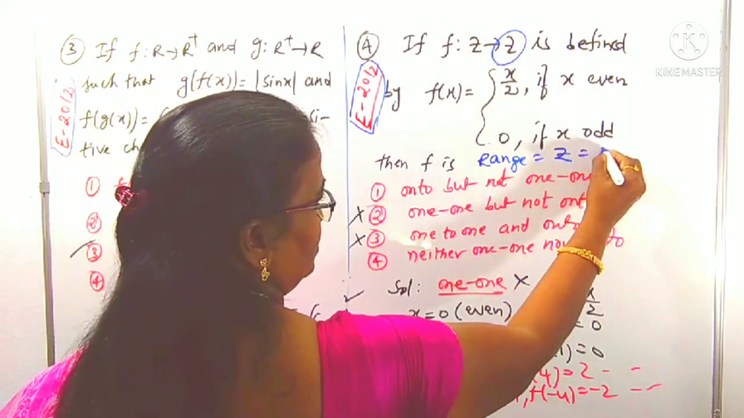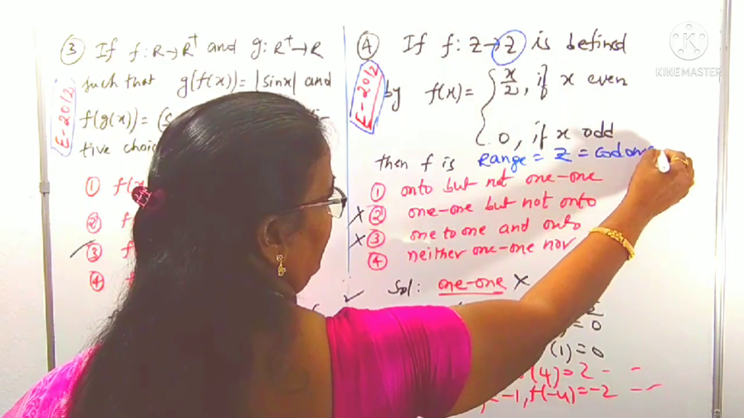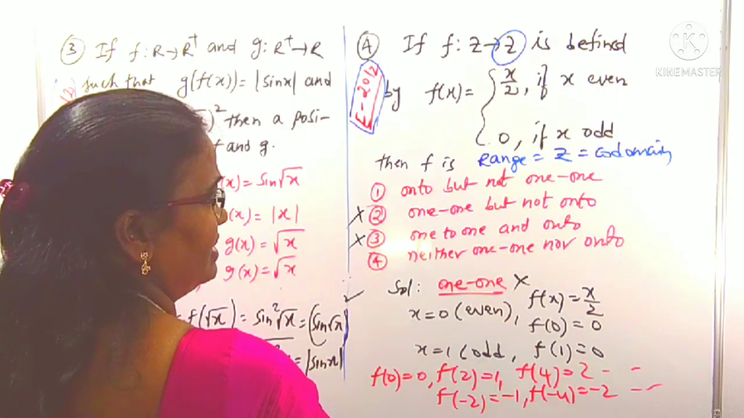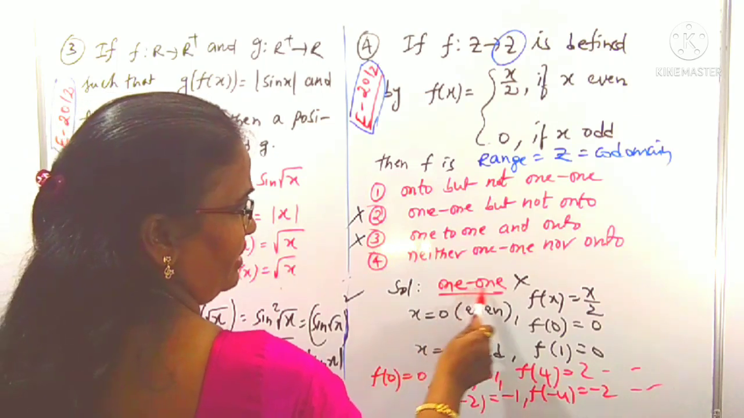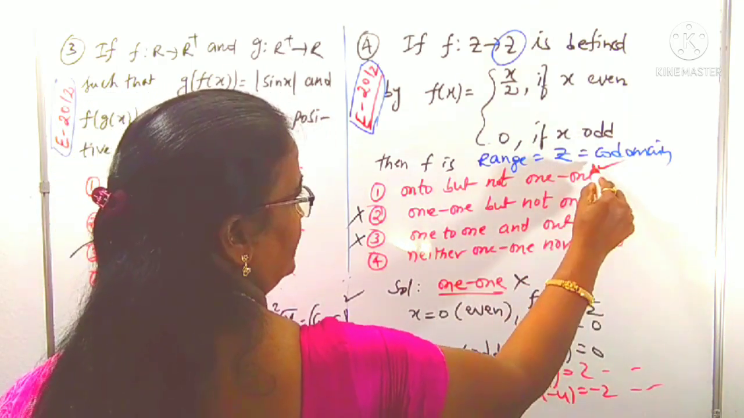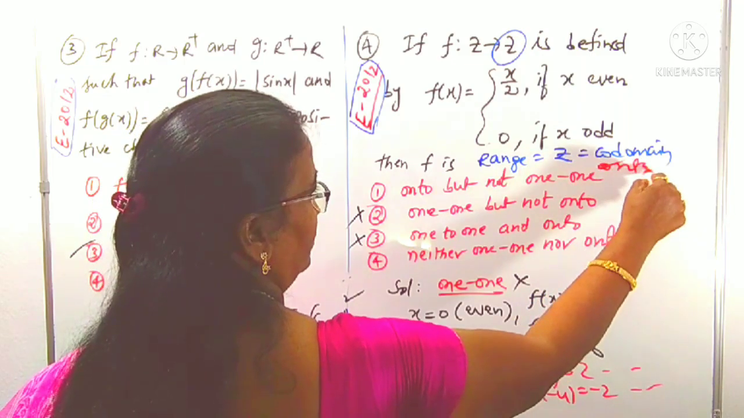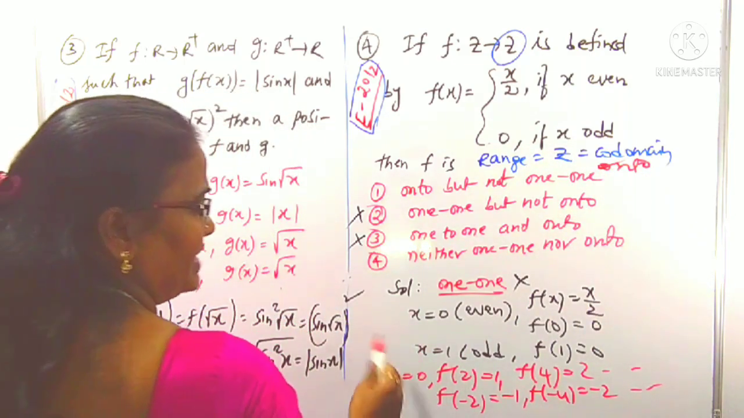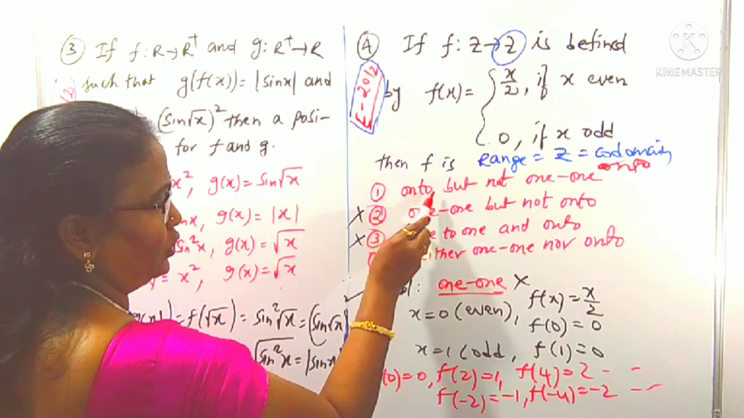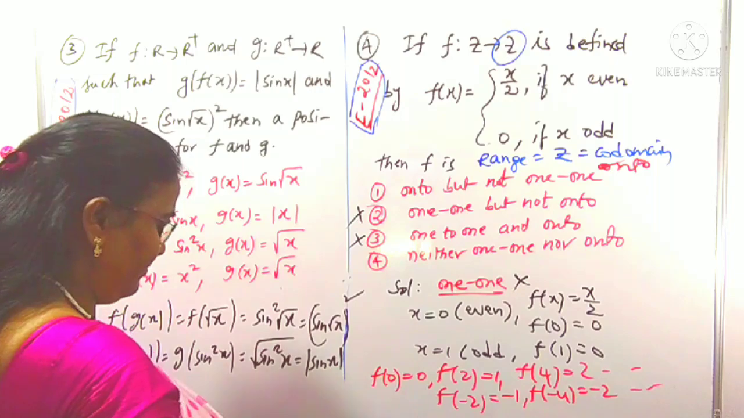If the range is equal to codomain, that is clearly onto. So it is onto but not 1-1. Okay, this is the onto case. So which option is correct? Onto but not 1-1, that is clearly the first option.